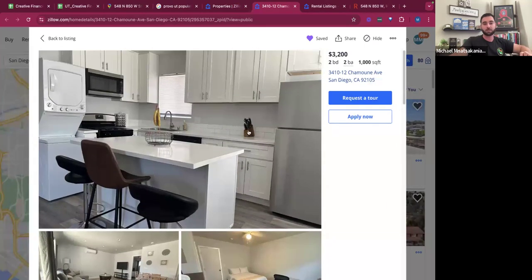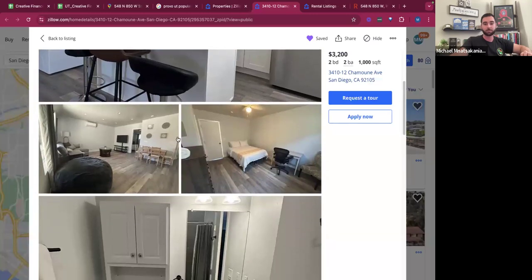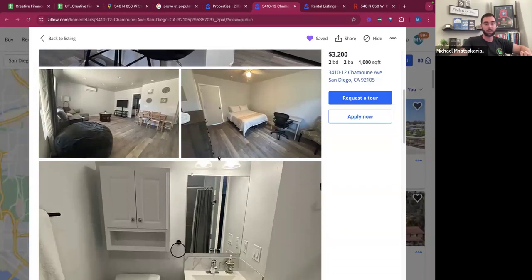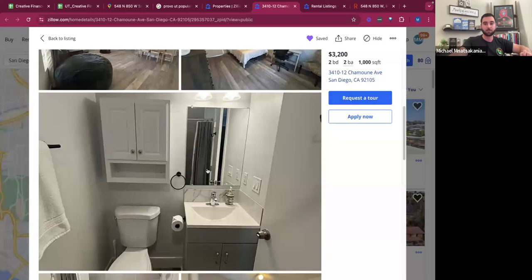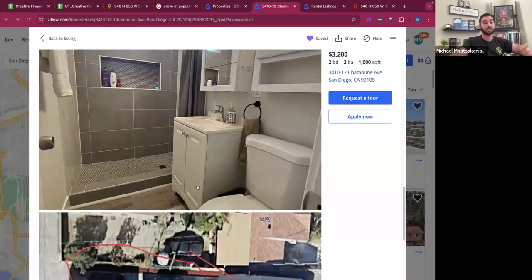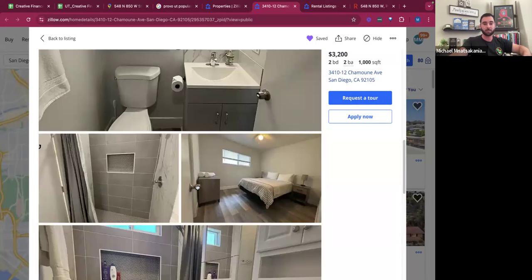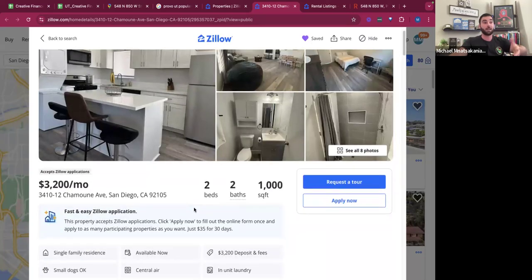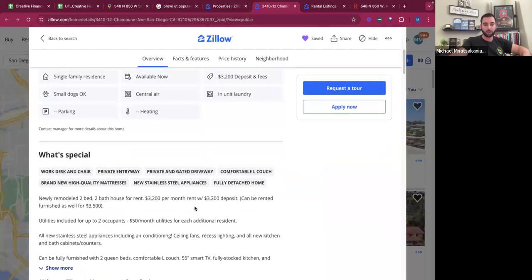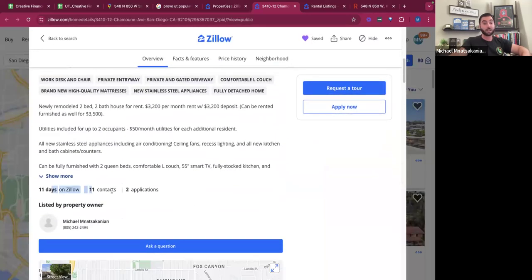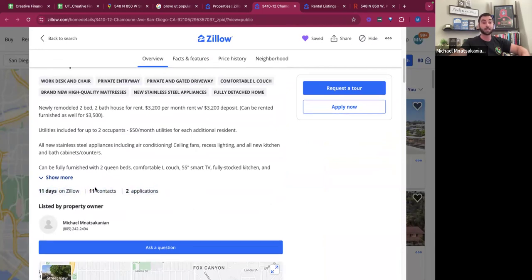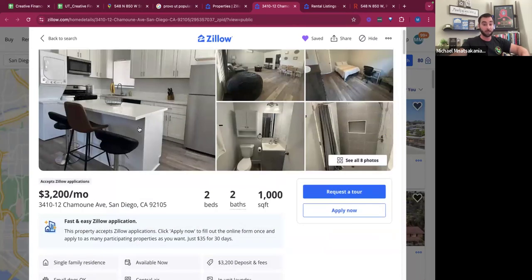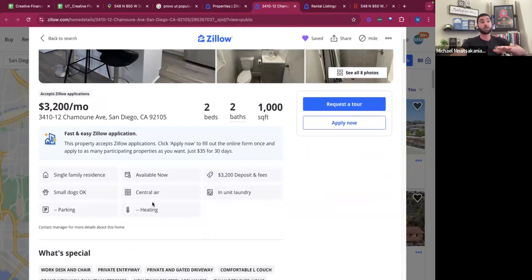You see the photos, very nice condition property, nice photos, nice flooring, nice lighting, paint, all that good stuff. 2-bed, 2-bath, around 1,000 square feet. This is San Diego, so the rental income is a little different, but everything's nice and remodeled. This is kind of my standard of how I like my properties. And we had how many? 11 days, 11 contacts, 2 applications. That's a little slow and a little disingenuous because I updated the photos a few days ago. And $3,200 is confirmed for me.